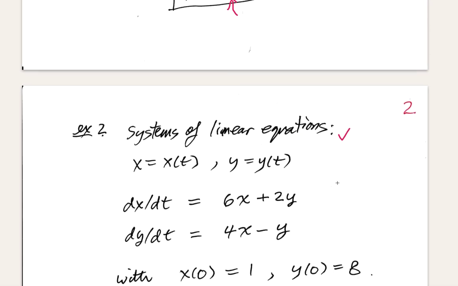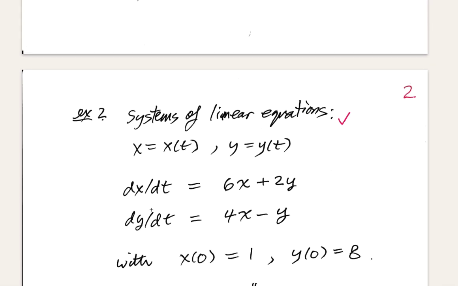With constant coefficients. They're going to look like this, okay? I'll give you an example and you'll have some exercises to do along these lines. Now this time I've got two functions, both x and y. They're both functions of t.